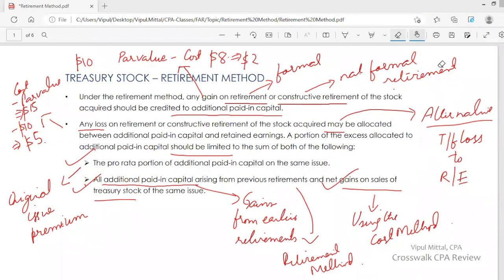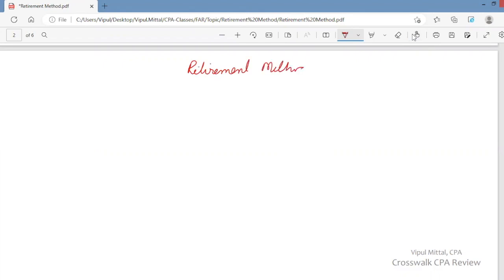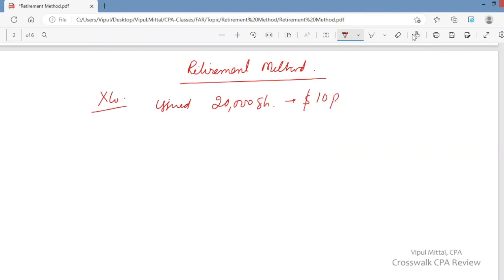Let me explain this with an example. So you are following the retirement method to account for treasury stock. We're talking about X company. X company issued 20,000 shares. Par value is $10. These were issued at $12 per share. This is the original issue price.